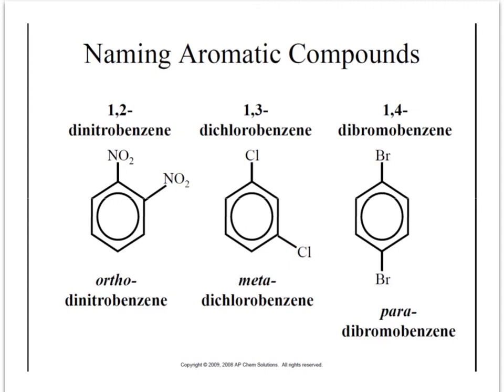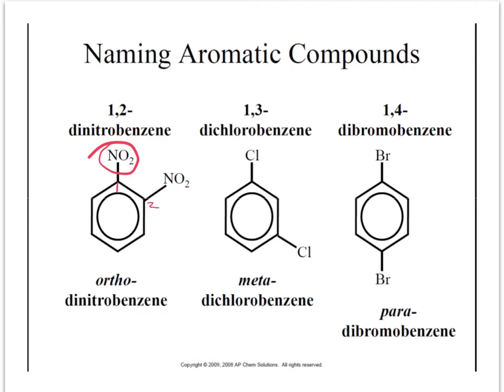The way we name these then is we pick the first one on there, and so we're going to say this nitro is our first one, and so we're going to say it's attached to carbon 1. The next one is attached to carbon 2. And so the one way of naming this would be to call it 1,2-dinitro, so there's 2 nitros on 1 and 2, benzene, because it's a benzene ring.